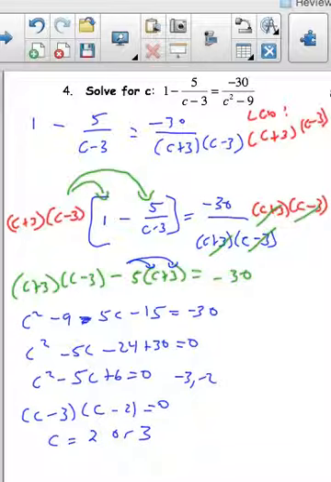But now I have multiplied both sides of the equation by a variable, c plus 3 times c minus 3. So I need to check if both of these solutions are valid solutions, that is, if neither of them is extraneous. If I look back at my original equation, I can see that c equals 3 will make 5 divided by c minus 3 undefined. So c equals 3 is extraneous, but c equals 2 will be fine. It doesn't make the denominator 0, so c equals 2 is the solution to this equation.